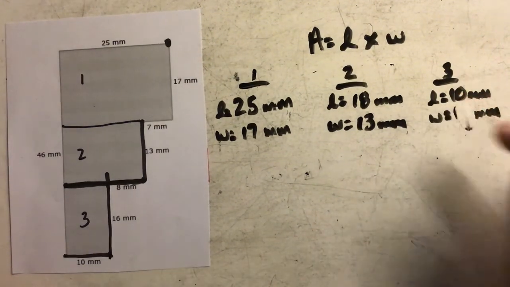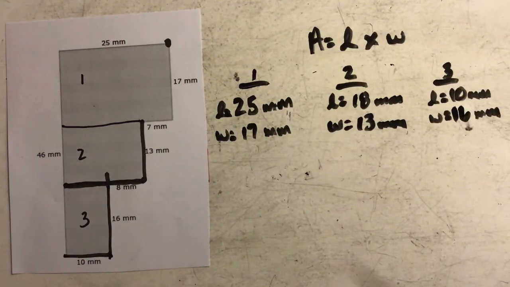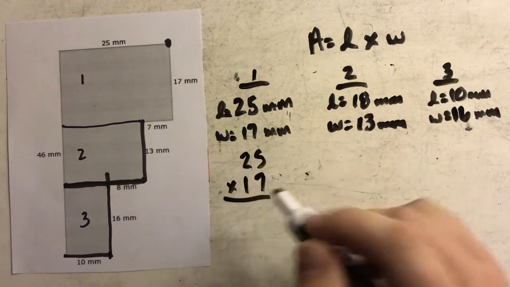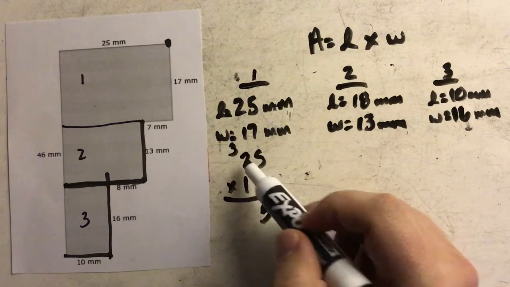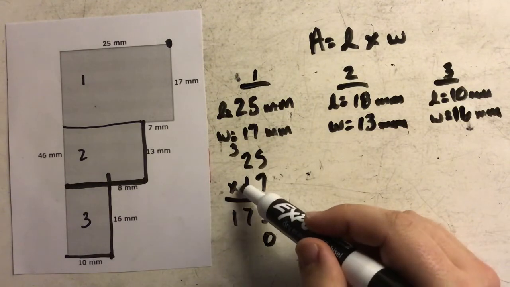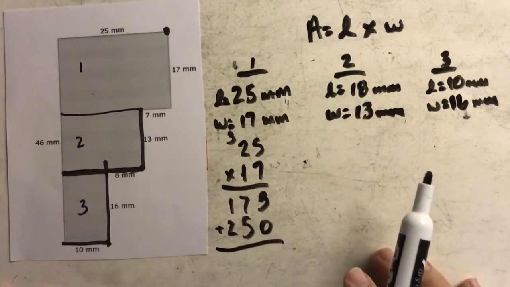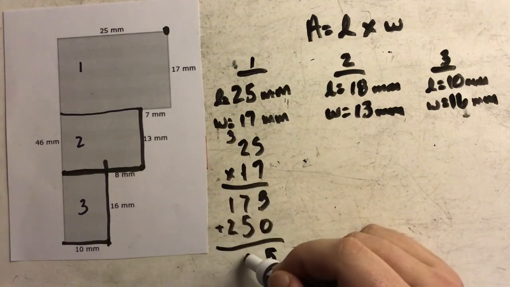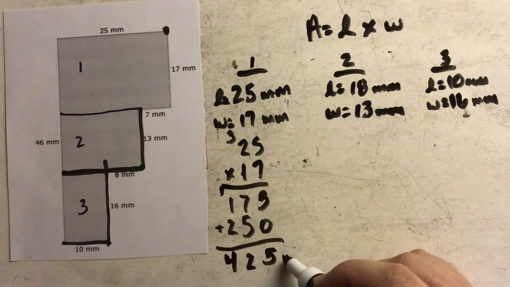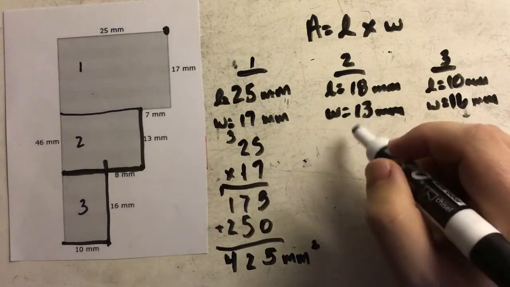All right, and now I need to go ahead and multiply these lengths and widths together to get areas. So 25 times 17. 7 times 5 is 35. 7 times 2 is 14, plus 3 is 17. 0 placeholder. 1 times 5 is 5, and 1 times 2 is 2. And when I add those together, I come up with a total area of 425 millimeters squared. Let's do the same thing for this one.